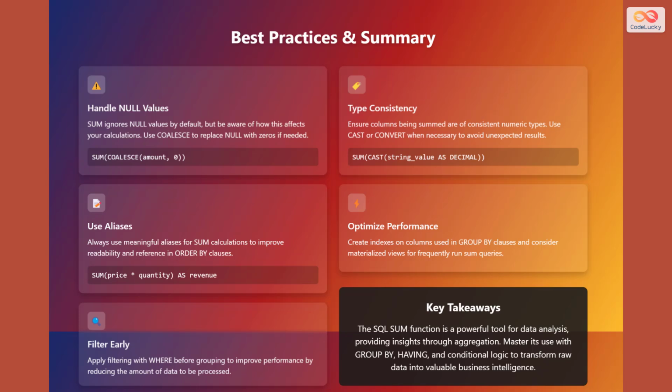Apply filtering with WHERE before grouping to improve performance by reducing the amount of data to be processed. Ensure columns being summed are of consistent numeric types. Use CAST or CONVERT when necessary to avoid unexpected results. For example, SUM(CAST(string_value AS DECIMAL)). Create indexes on columns used in GROUP BY clauses and consider materialized views for frequently run SUM queries.